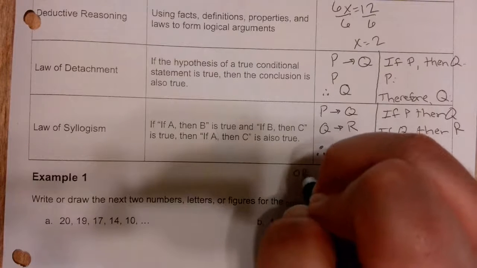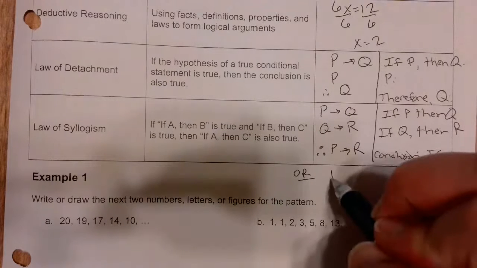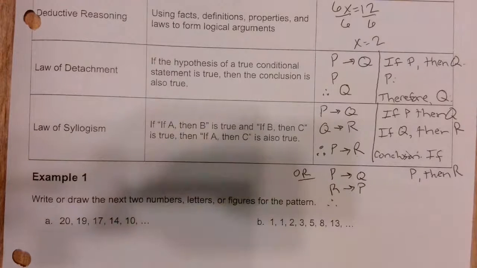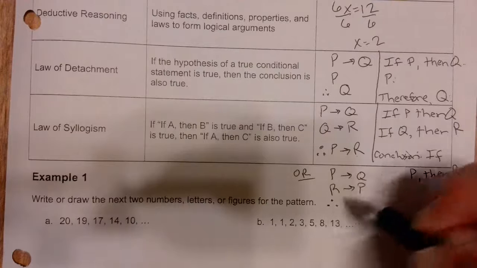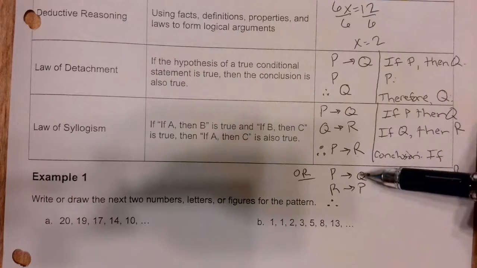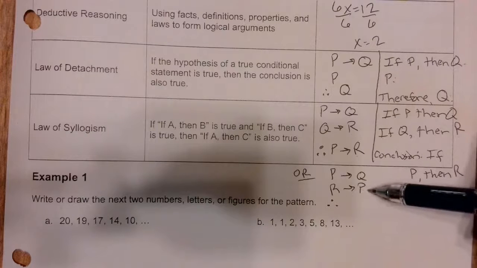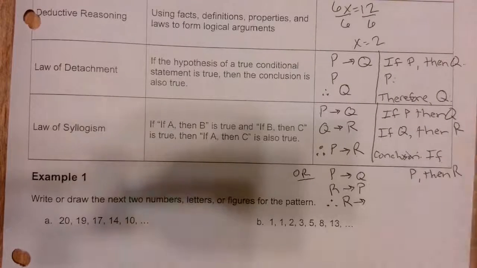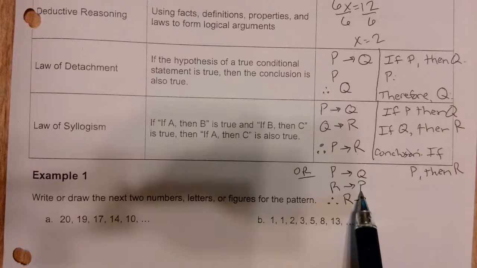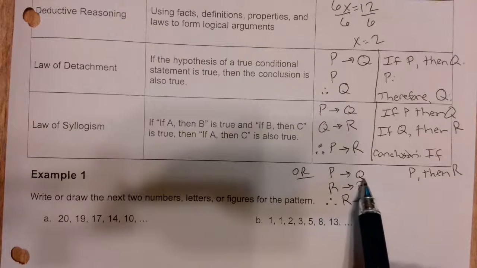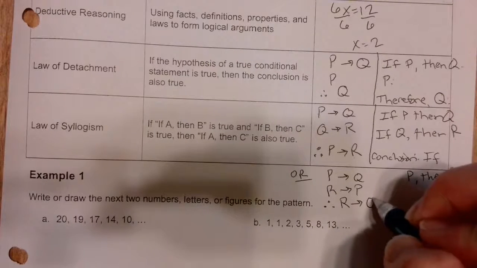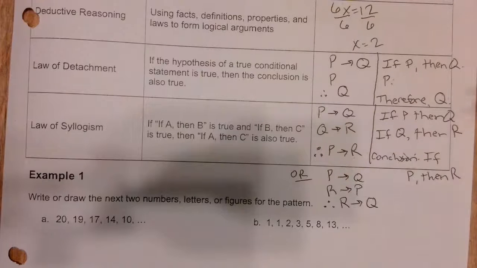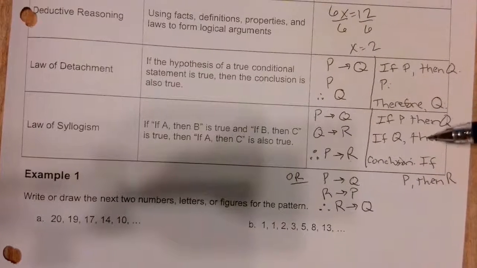Now, it could also be written on your formula sheet. You'll see it's two different ways. P arrow Q, R arrow P, conclusion. So another chain reaction here, but you have to find the first part of the chain. P causes Q, but R causes P. So what has to happen first? R has to happen first. And if R happens, then P happens. But if P happens, Q happens. Q is the end of the chain. So it could look like this first one, or it could look like the second one. In words, you're going to see two ifs and two thens.